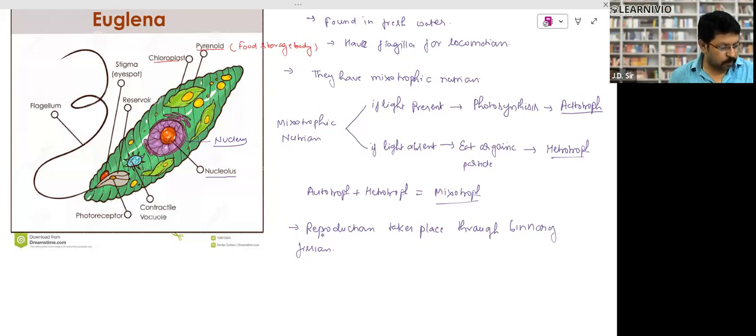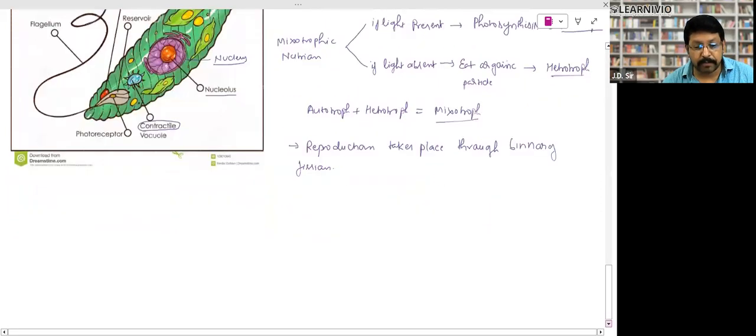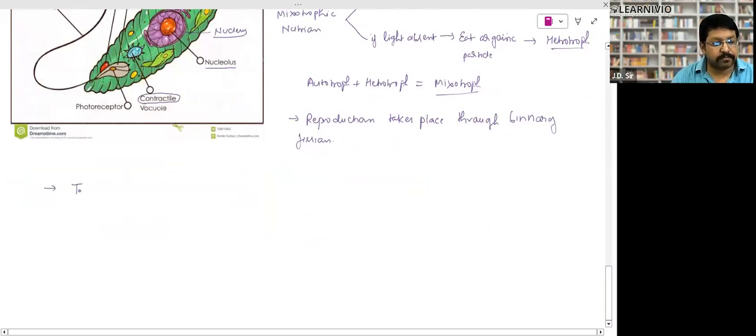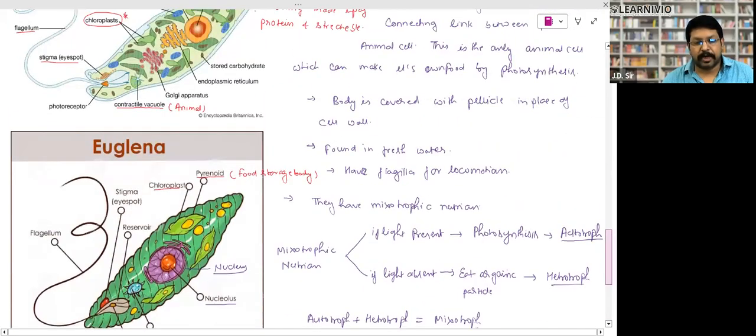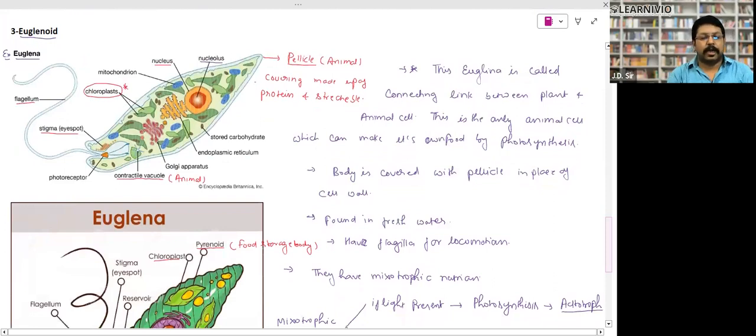Pellicle I have told you. And one more important thing, you can see this contractile vacuole. What is the contractile vacuole? Contractile vacuoles are organelles which help in excretion. So this was all about the euglenoid. Tell me, guys, if you have any confusion at any point, please ask me. Then we'll go to the next one.